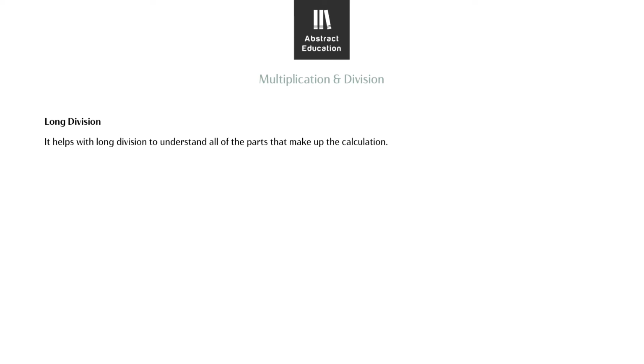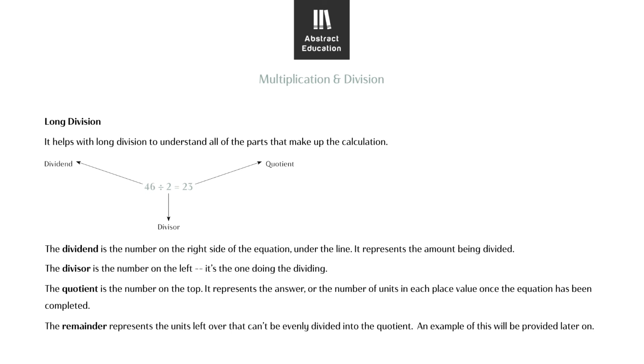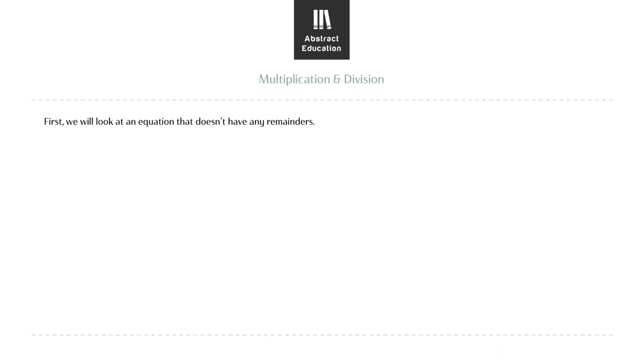It helps with long division to understand all of the parts that make up the calculation. First, we will look at an equation that doesn't have any remainders. 46 divided by 2. How many times does 2 go into 4? The answer is 2, and this is written above the 4. Next, we work out how many times 2 goes into 6. The answer is 3, and this is written above. Our answer therefore is 23.